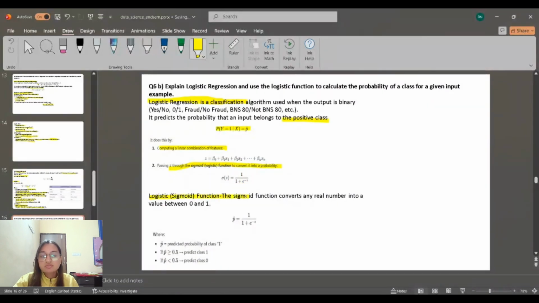Logistic sigmoid function. The sigmoid function converts a real number into a value between 0 and 1. p̂ = 1 / (1 + e^(-z)), where p̂ is the predicted probability of class 1. If p̂ is greater than or equal to 0.5, predict class 1. If p̂ is smaller than 0.5, predict class 0.